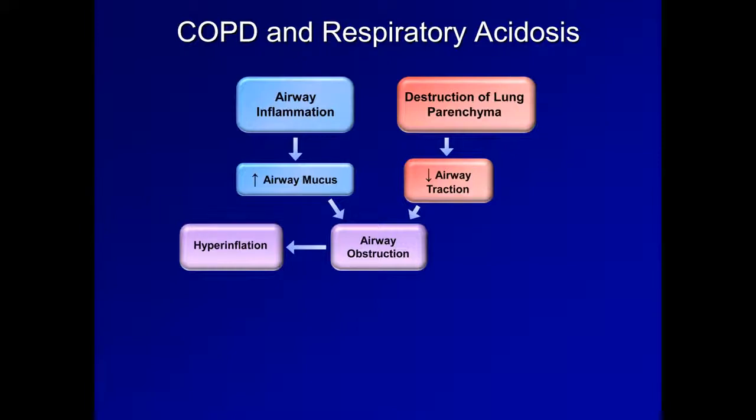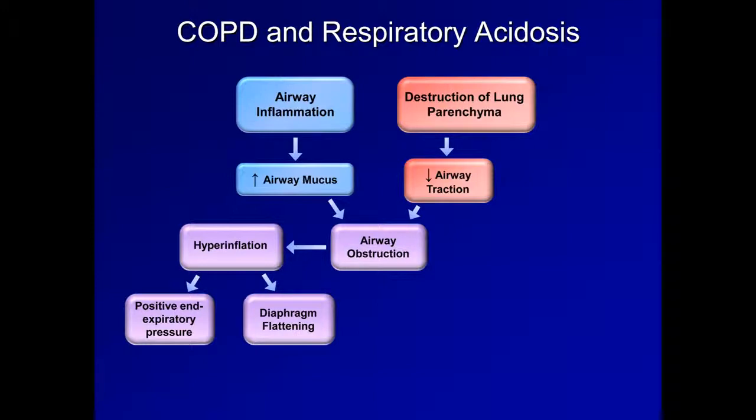This hyperinflation causes the development of positive end expiratory pressure, which can help to improve oxygenation, but which also creates additional work for the respiratory system during inspiration. It also leads to flattening of the diaphragm, which through multiple mechanisms also increases respiratory work and decreases overall efficiency of ventilation. The consequence of this is lower tidal volumes. While the body attempts to compensate for this with increased respiratory rate, when the progression of COPD has moved past the earlier stages, this compensation will be incomplete.